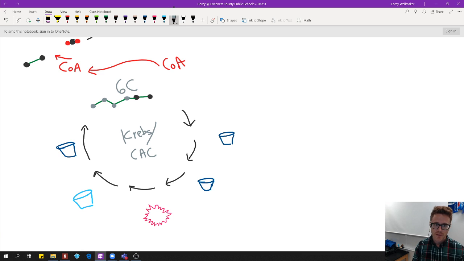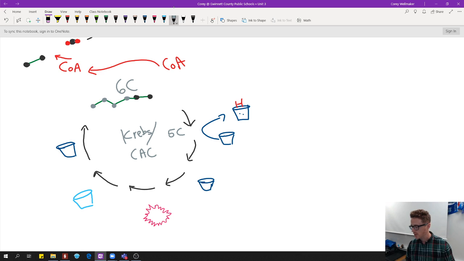And the point of this process is to fill these buckets up with high energy electrons. And so that's exactly what's going to happen. There's going to be a bucket that swoops in, and it's going to get energized because it's going to strip away high energy electrons from citric acid. Now, when that happens, citric acid actually loses a carbon and 2 oxygens. It's going to lose a carbon dioxide. So a CO2 departs.